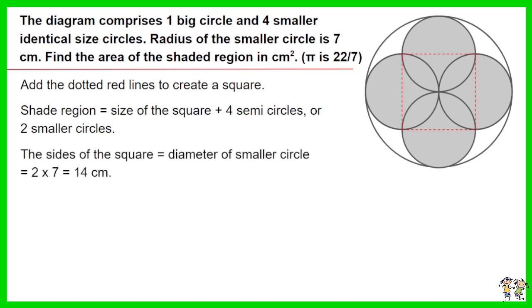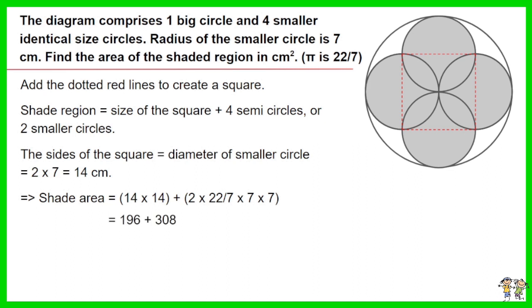The size of the square equals diameter of smaller circle equals 2 times 7 equals 14 centimeters. Shaded area equals size of the square plus size of the 2 smaller circles. Size of the square is 14 times 14. Size of 2 smaller circles is 2 times pi times 7 squared. Work out the equation. The answer is 504 centimeters squared.